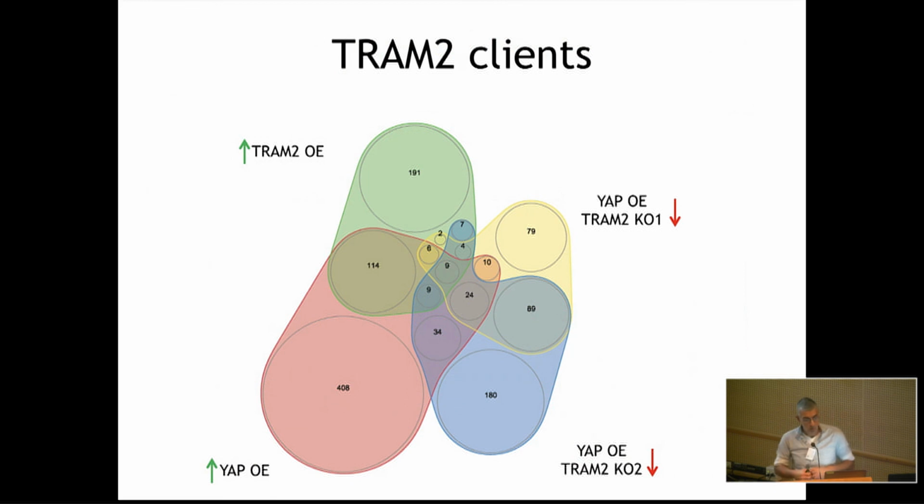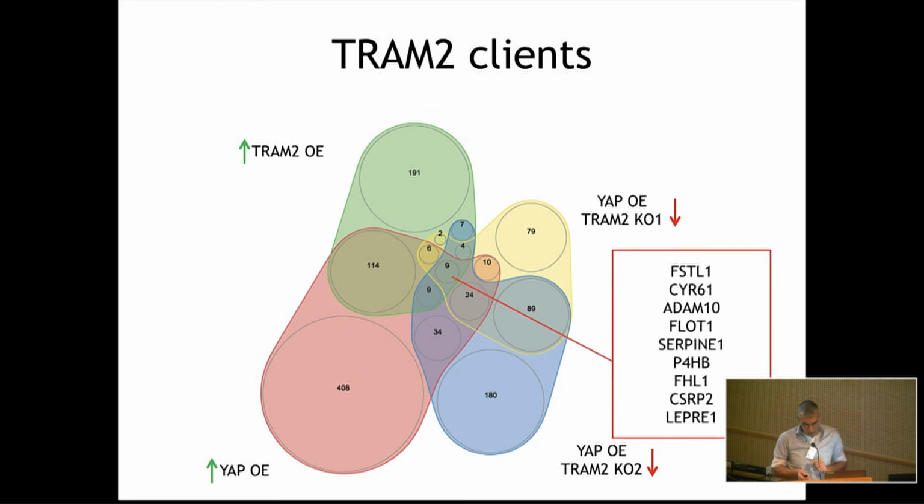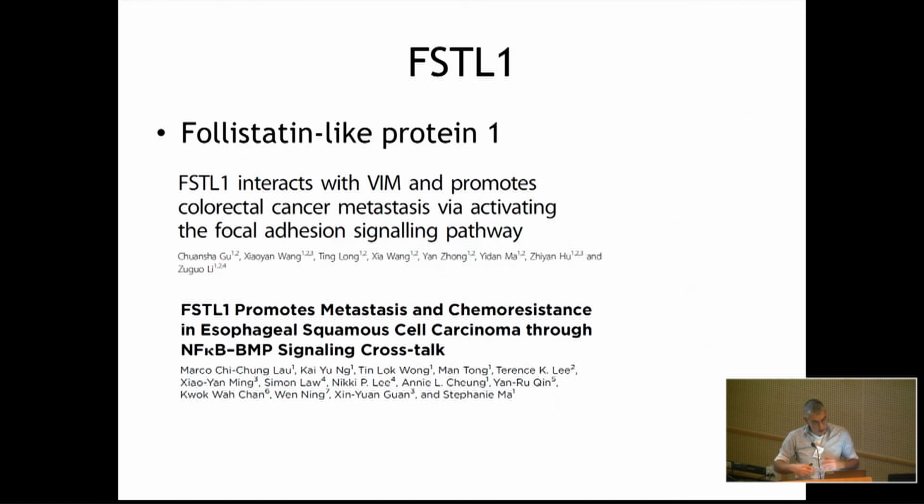So we performed again this proteomics analysis of TREM2 overexpression, knockout, what I showed before, and YAP, and asked what is common to these proteins, what is the common group for all these conditions. And the vast majority of them have a signal peptide. These are the green ones, and even the best one, FSTL1, is really connected to vimentin, to metastasis, and to migration. So we think that this is really the key target of YAP via TREM2.